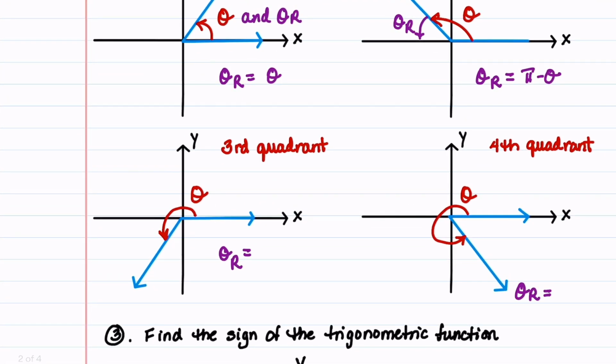If our angle theta is in the third quadrant, our reference angle looks like this, and it's equal to theta minus pi. Lastly, if our angle theta is in the fourth quadrant, our reference angle looks like this, and it's equal to 2 pi minus theta. Let's also remind ourselves that if theta is negative, theta is less than 0, we'll need to work with the absolute value of theta instead. And I'll do an example problem with a negative angle.